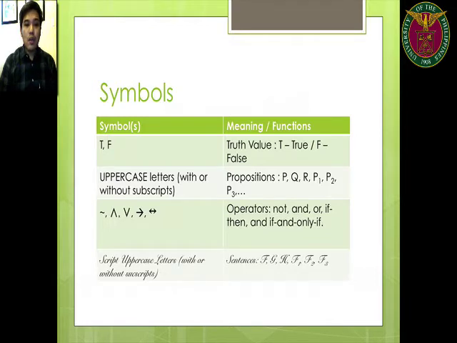Uppercase letters denote propositions. Sometimes they can have subscripts, but most of the time they won't. Common examples of proposition symbols are capital P, capital Q, and capital R, but you can use any letter that you like. The next would be the connectives: not, and, or, implication, and if and only if, respectively. We also use script uppercase letters for sentences. The usual script capital letters are F, G, H, and those with subscripts.